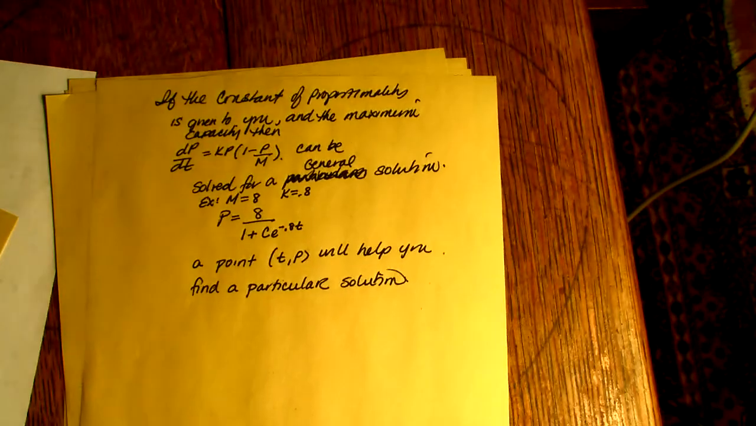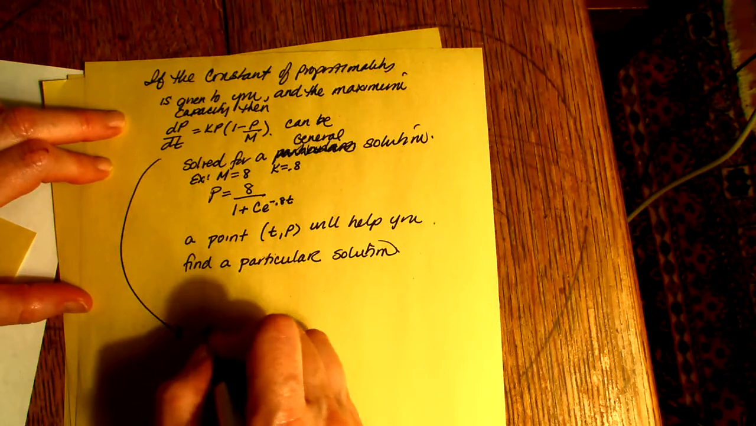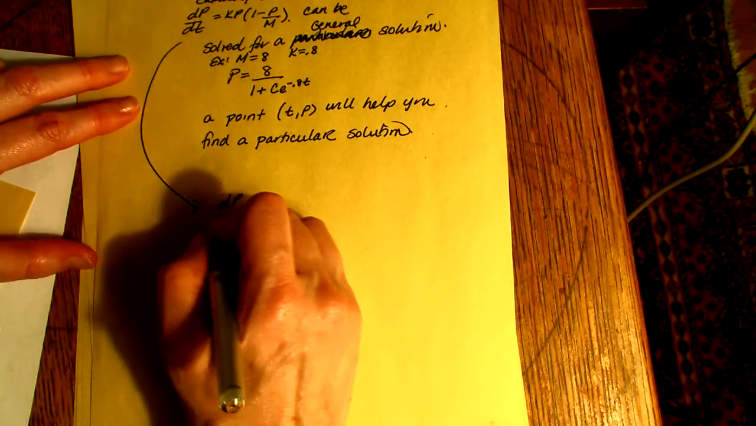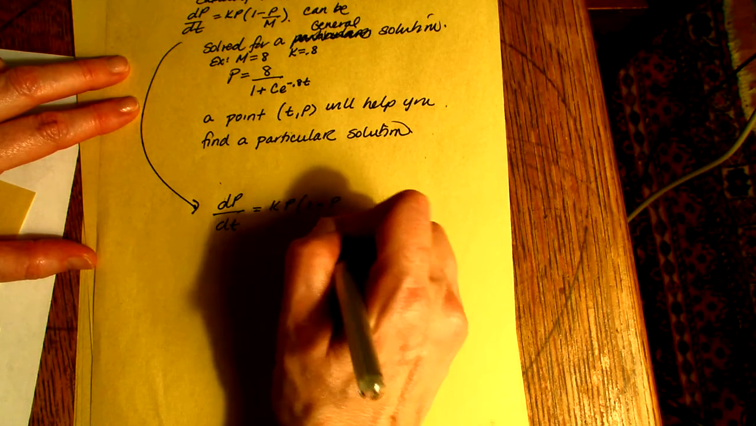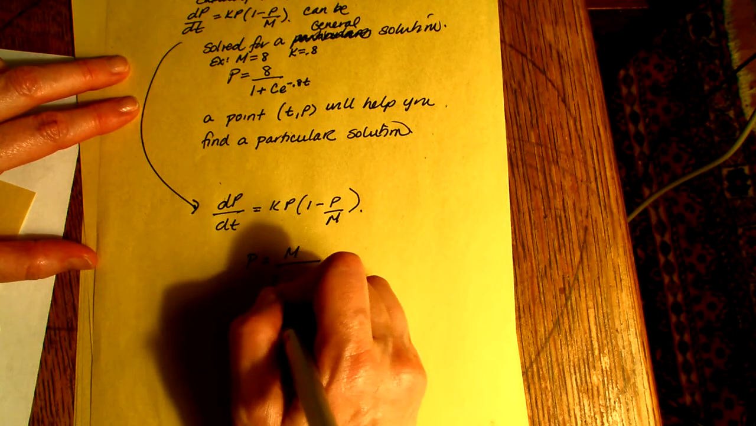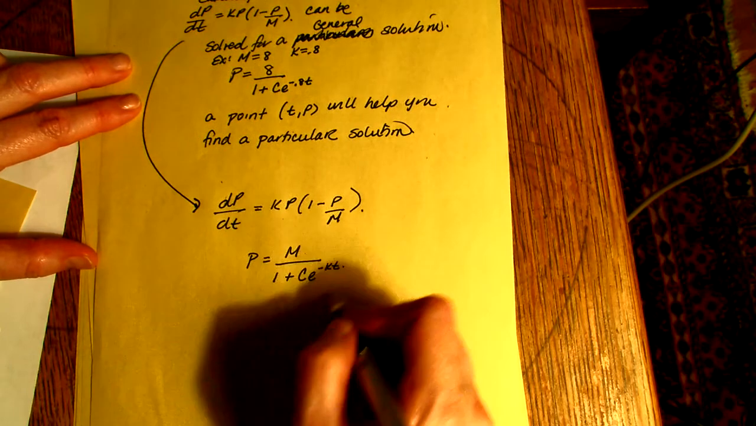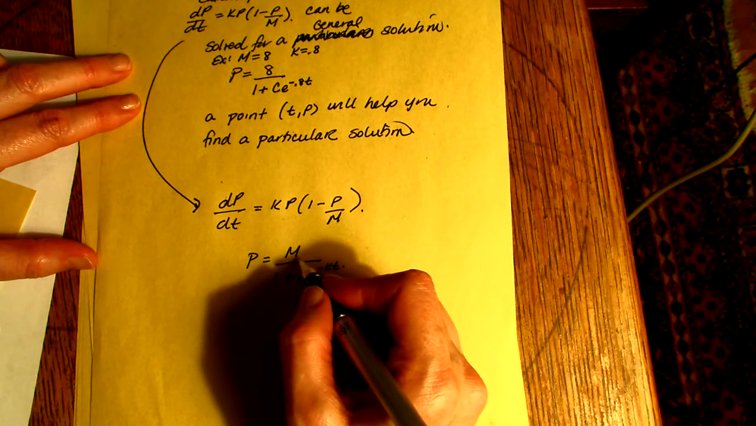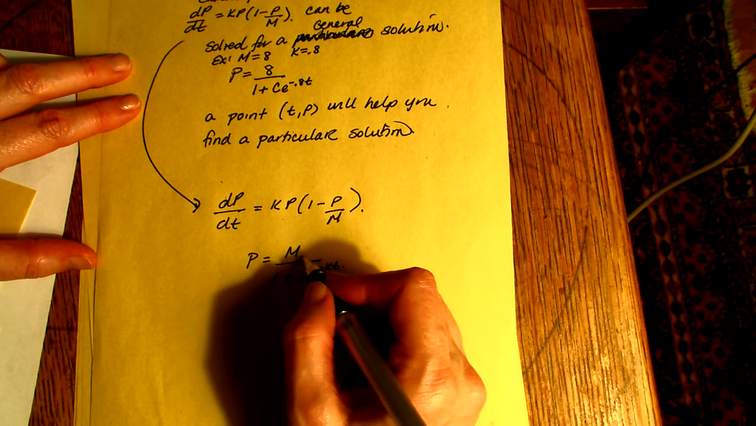So very generally speaking, the solution to dP/dt equaling kP times 1 minus P over M will look like P equals M all over 1 plus c e to the minus kt. This is something that you should know. You should know that M stands for the maximum capacity, and you should know that the two horizontal asymptotes will be P equals 0 and P equals M.